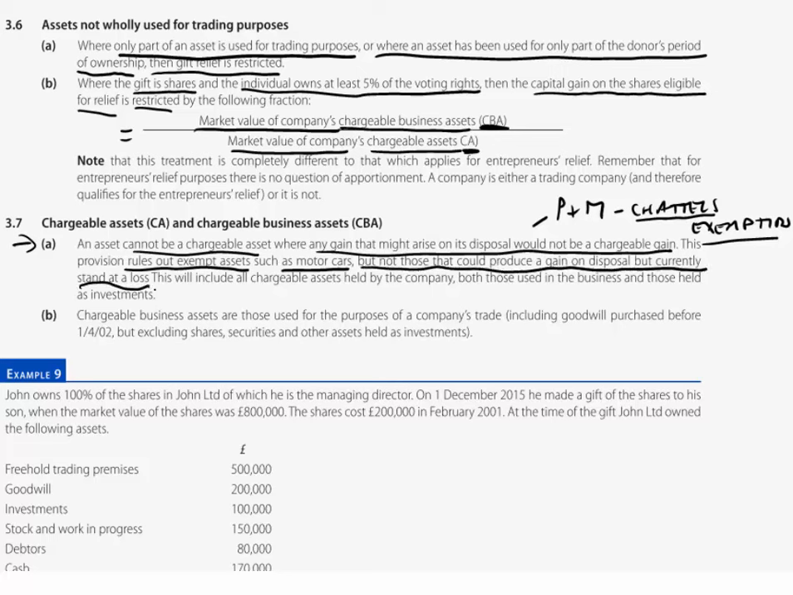Now this is that point again about the rest of your plant and machinery. Plant and machinery, other than that which is covered by the chattel exemption, will represent a chargeable asset, because on their disposal, if disposed of for more than cost, it would give rise to a gain.